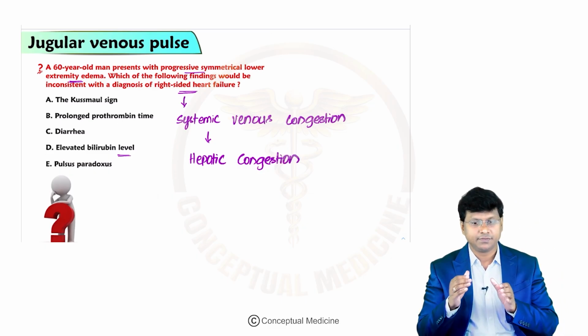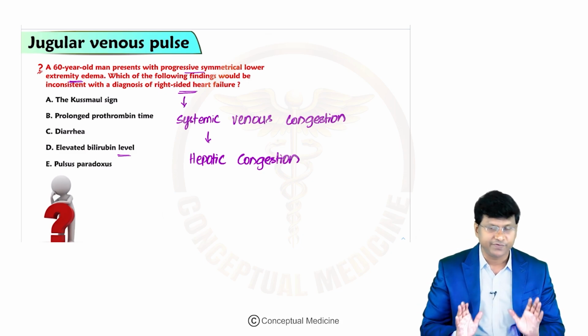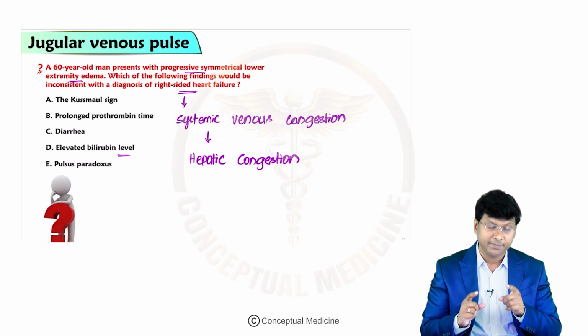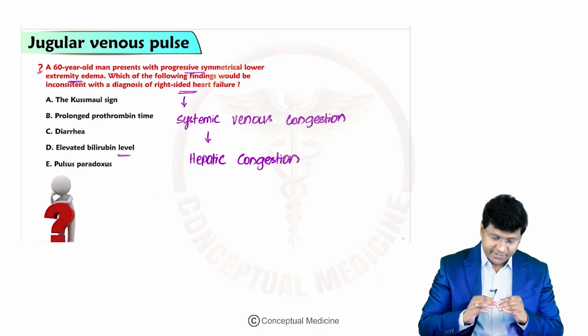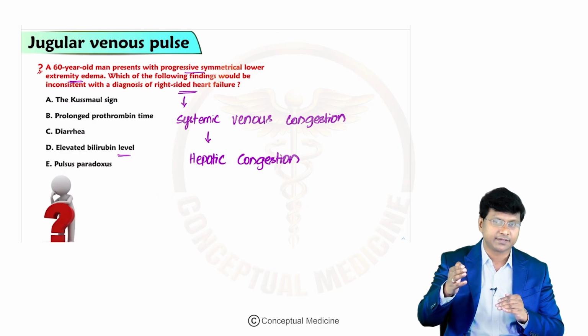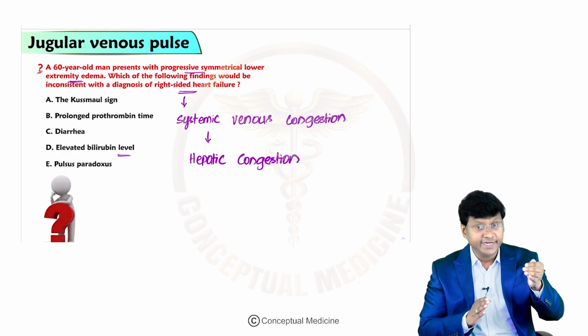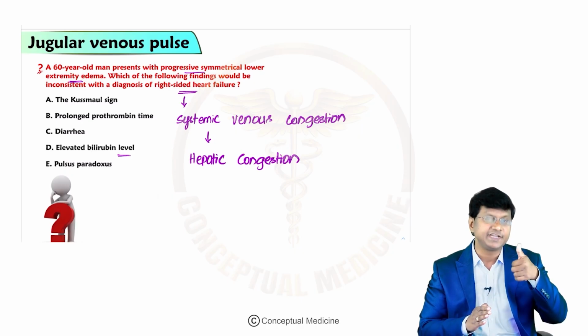Because inferior vena cava has to drain the blood into the right atrium, and here the right heart has failed. When the right heart fails, remember, the right ventricle cannot send the blood into the pulmonary artery, so the pressure in the right ventricle increases. So the right atrium cannot empty the blood into the right ventricle, so right atrial pressure increases.